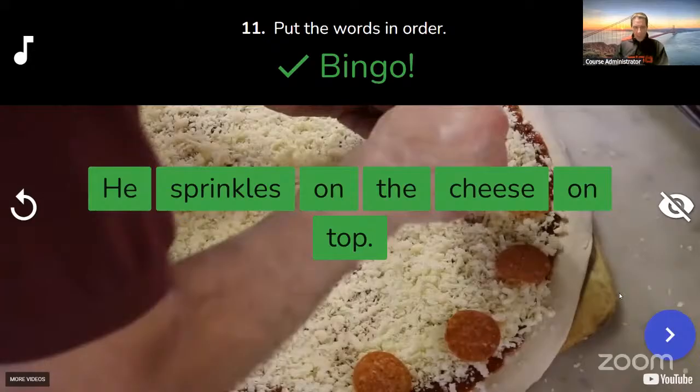All right. So once again, he, not really sure who he is. So let's focus on the cheese. What is being done or what is done with the cheese? The cheese is sprinkled on top. The cheese is sprinkled on top of the pizza.